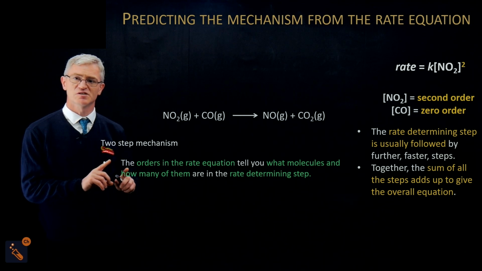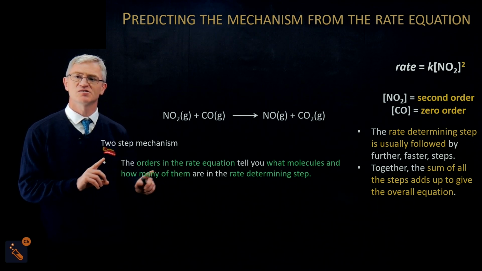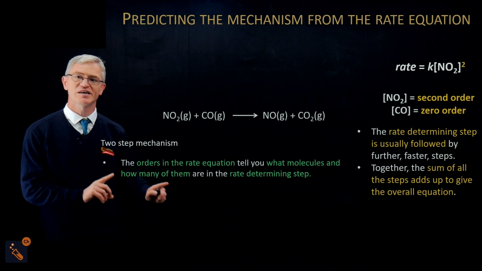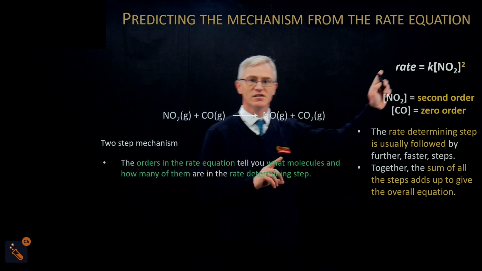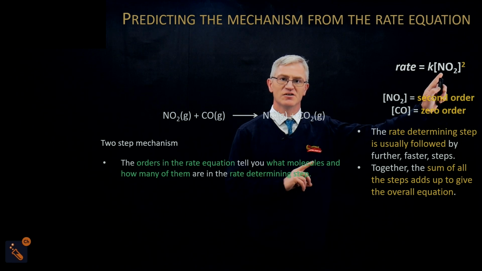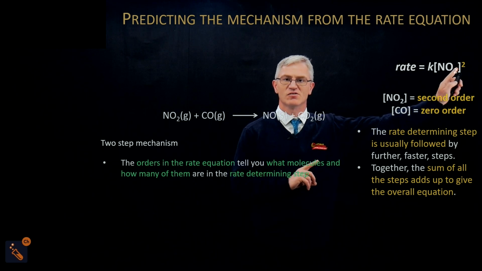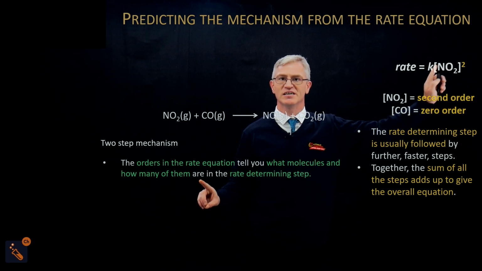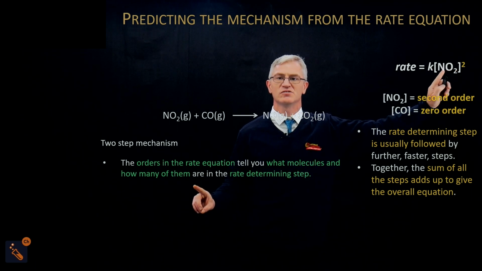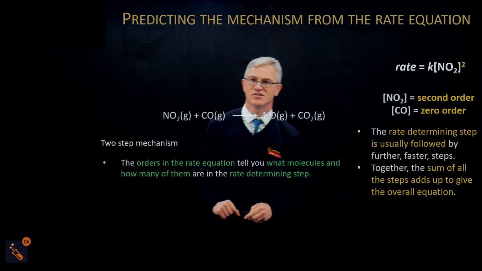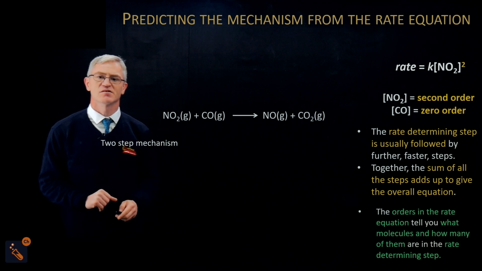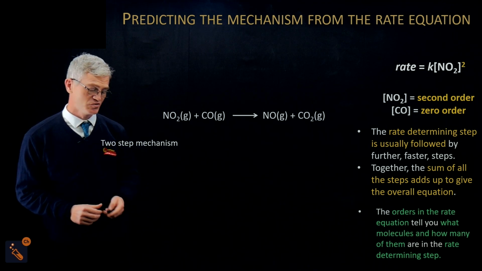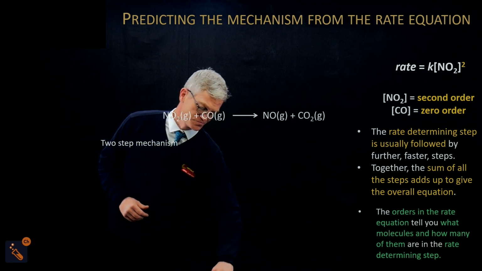Now, first rule, the orders in the rate equation tell you what molecules and how many of them are in the rate determining step. Now, we know from this one that we've got NO2 and it's raised to this order 2. That means, according to this rule right here, that there are 2 molecules of NO2 in the rate determining step. So let's move that over to the side, okay, and then let's start doing our mechanism.